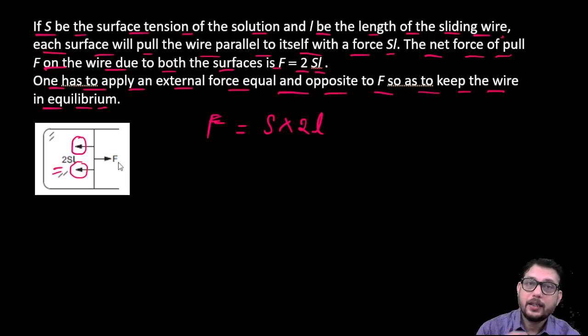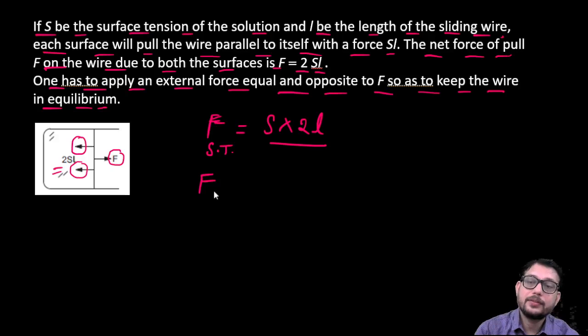Now if we apply the same amount of force but in the opposite direction, then what will happen? If this condition is satisfied, that F is equal to S into 2L, this F becomes the external F. Firstly, that F was the internal F, or the F of the surface. Let me explain: it is the force due to surface tension, or the force due to the surface itself.